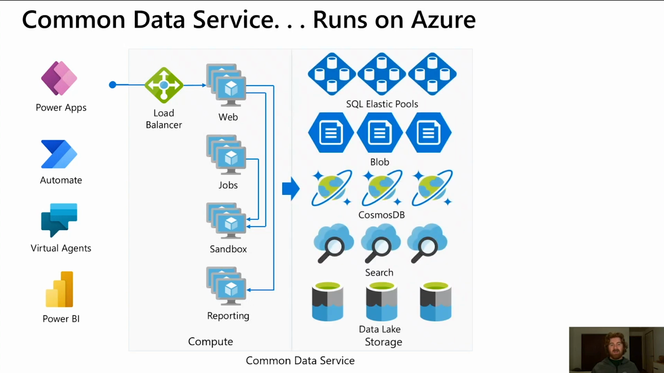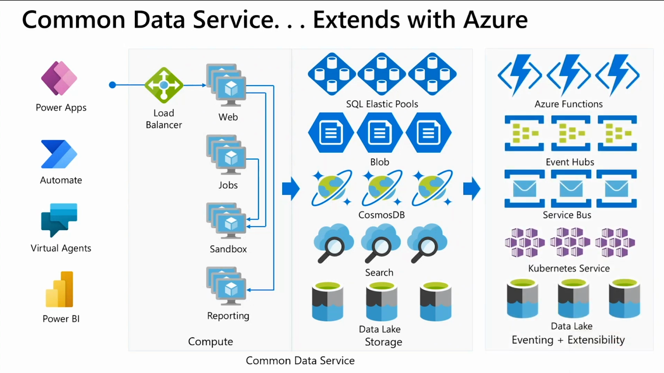We then have a variety of storage services that we use to persist your data in the most efficient and performant way possible, whether that's SQL Elastic Pools for relational data, Azure Storage and blobs for file or image data, Cosmos DB for non-relational or log data, Search for search indexes, we'll come back to that in a minute, or Azure Data Lake for storing big data.